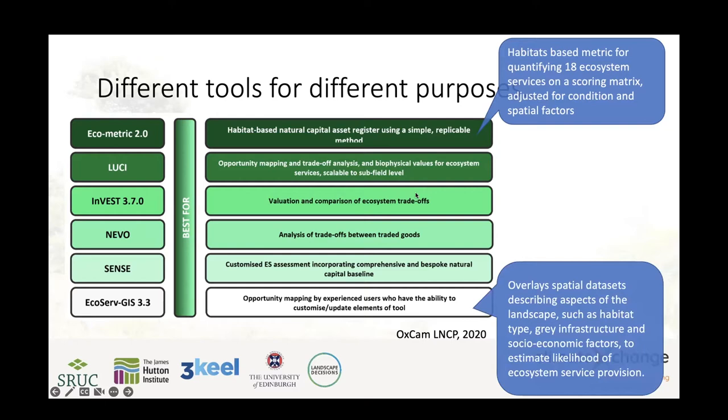Then EcoServe GIS, which people may have come across. This is what I think NatureScot are thinking of using potentially in their tool, this kind of approach, which is a sort of step up from the ecometric tool.